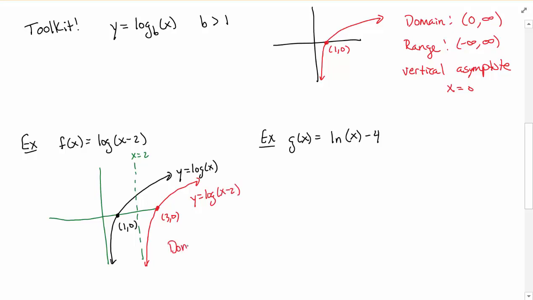So you can see my domain is (2, infinity). My range is still everything. Goes all the way up, all the way down. And my vertical asymptote, VA, short for that, is going to be x is equal to 2.